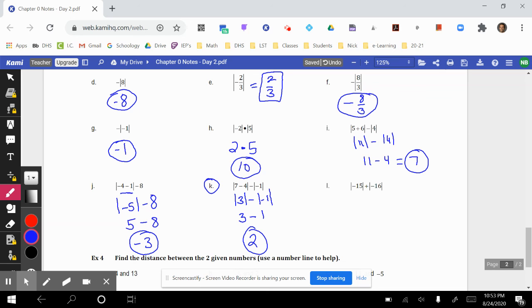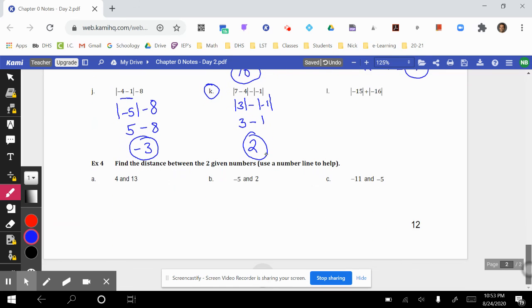All right, we're going to go ahead and skip letter L here and get to our last set of examples. This last part says we're going to find the distance between two given numbers. Sometimes you might want to use a number line to help. So for A, we have to find the distance between 4 and 13. What that means is, what is the difference between 4 and 13, right? So 4 minus 13. But again, we said distance, so that means absolute value. If you notice, I put some absolute value bars around 4 minus 13. That gives you the absolute value of -9, which is just 9.